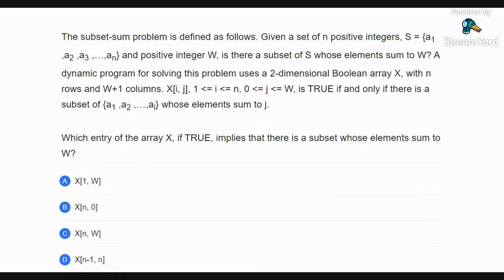Okay, here in the algorithm that we have seen, it is nothing but T[n][C]. In the algorithm, we have used the notation or variable C for denoting the capacity. But here W is considered as the capacity. So the correct option is option C.